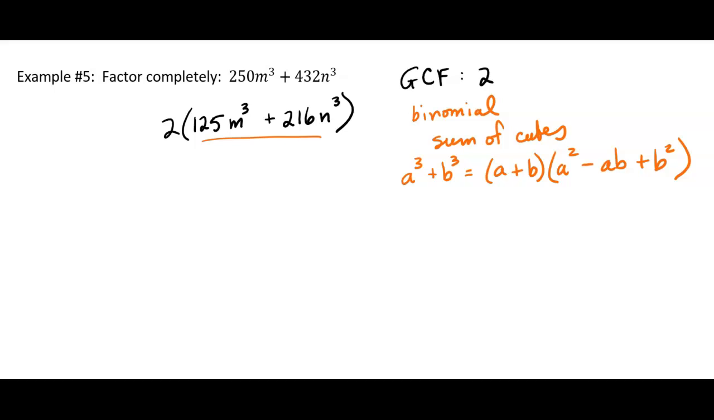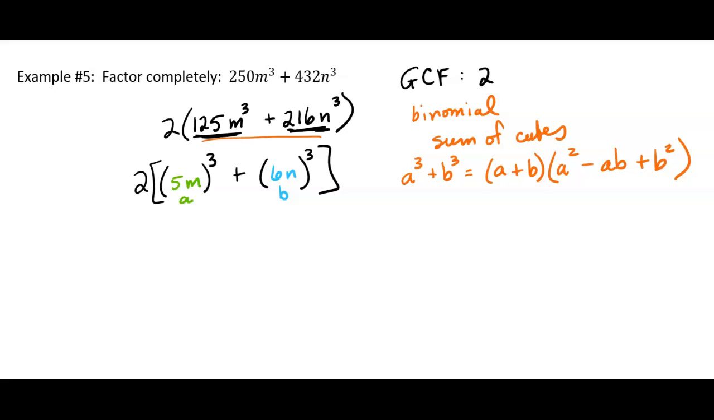Now, how are we going to know what a and b are? What we want to do over here, we've got 2, and then we want to think of that 125m cubed as 5m that's being cubed, okay? And then that's going to be your a, the 5m. And then you have plus, and now we have to do something similar for the 216. You could go back to your perfect cube chart, but it's 6. So we'll make it 6n cubed. And then this is going to be your b, okay?